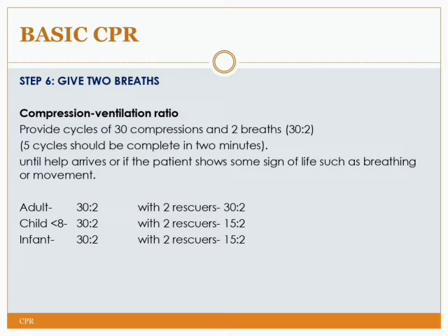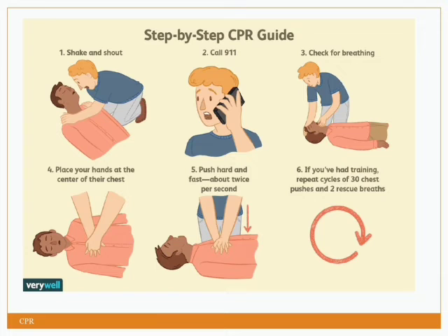And if we have 2 rescuers with us, the ratio remains the same in adults, that is 30:2, and it changes in the case of child and infant, which becomes 15:2 in both of them. So now here we have shown a step-by-step CPR guide. You can see 6 procedures shown here diagrammatically.